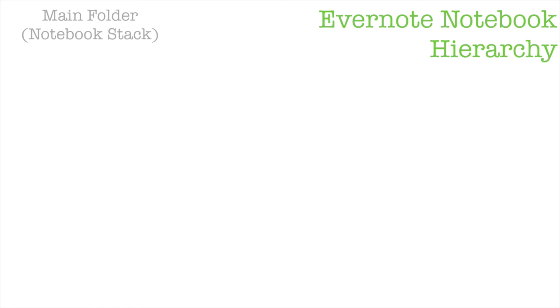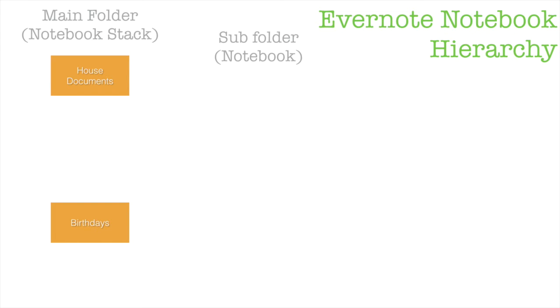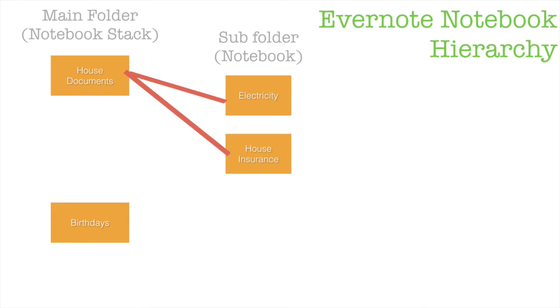Okay, with Evernote, we get something called notebook stacks, or your main folders like you would on your computer. I'm going to call my first one House Documents, and I'm going to have one main folder called Birthdays. But in my house documents, I want to break that down even further. And on my computer, I would be able to do so. On my computer, I would have subfolders. So maybe there would be one for electricity. Maybe there's one for house insurance. I also want to break down my birthdays a bit. And then for now, I just want to have one file which is family.